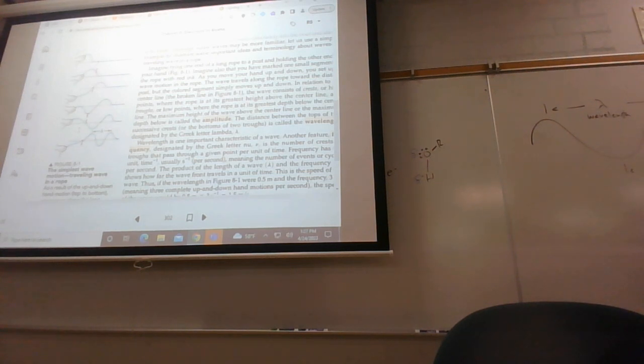So we start up, down, up, versus up, down, up. And so that would be frequency. Frequency is the number of cycles per second that hits. So if we're over here at the detector, we're going to see up, down, up. That's one cycle. How many of those cycles happen in a second? That's our frequency.